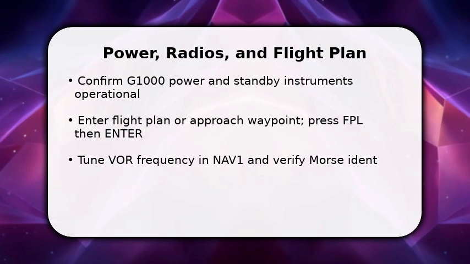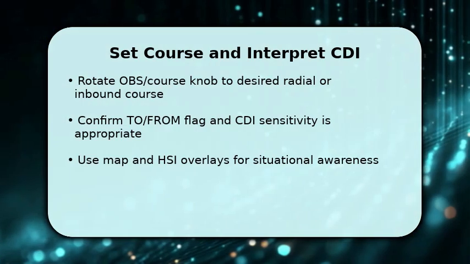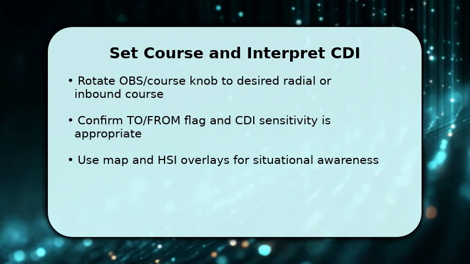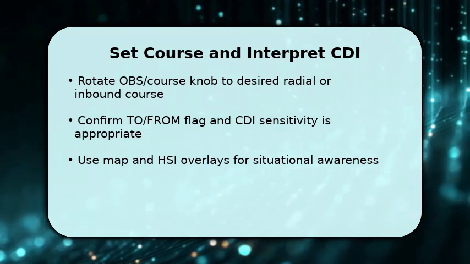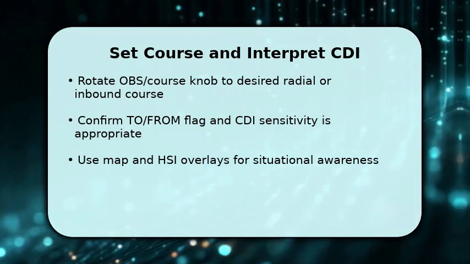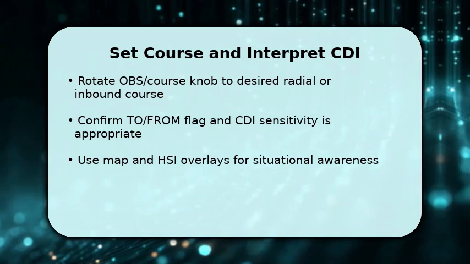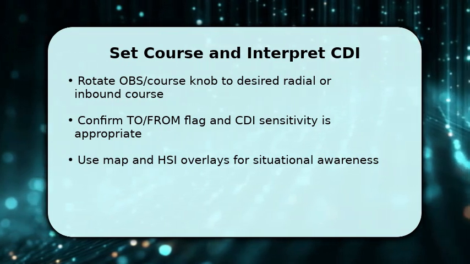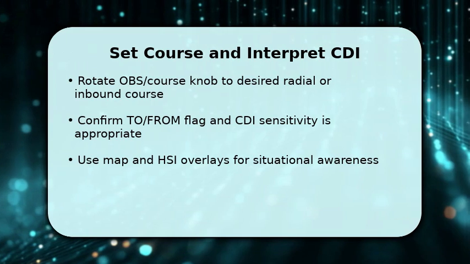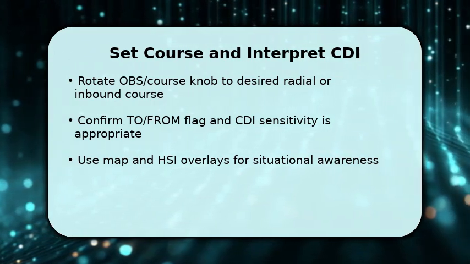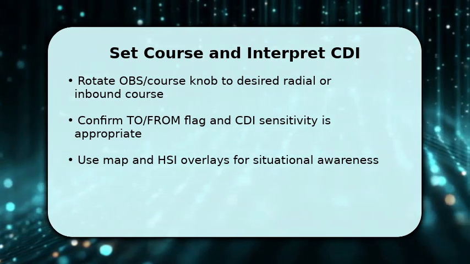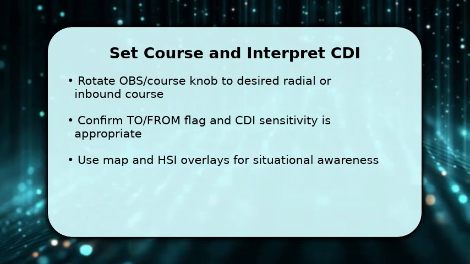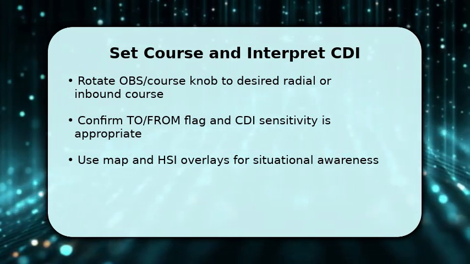With the VOR tuned and identified, rotate the OBS or course knob to set the radial or inbound course you plan to fly. This programs the CDI. Once set, check the to/from flag to know whether the needle indicates flying toward or away from the station, and select appropriate CDI sensitivity, wider for en route, finer for approach. Then use the map or HSI overlay to visualize the radial relative to your aircraft.